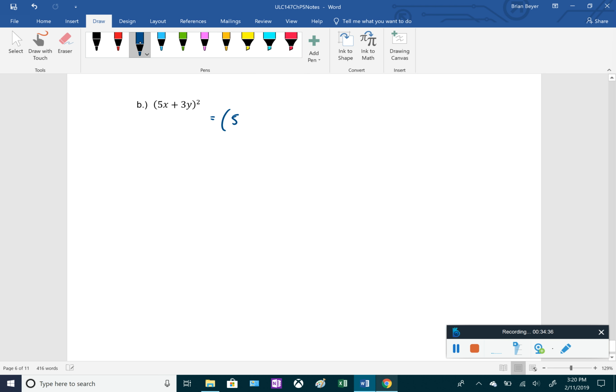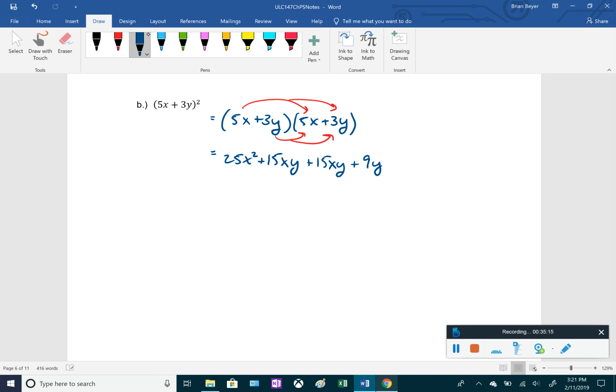So let's rewrite this as 5x plus 3y times 5x plus 3y. And then you could FOIL it, or you could use the shortcut that we mentioned several pages ago, where it was the first one squared plus 2 times them being multiplied together plus the second one squared. Maybe I'll do that right after. So foiling this, multiply 5x to both terms, and then 3y. We're going to get 25x squared plus 15xy. And then multiply the 3y to both terms. We get plus 15xy plus 9y squared.